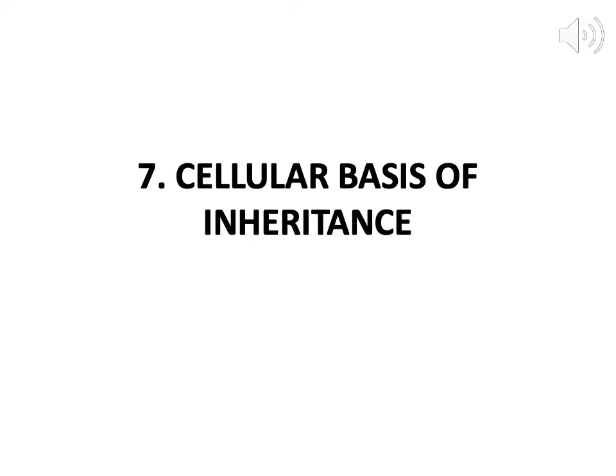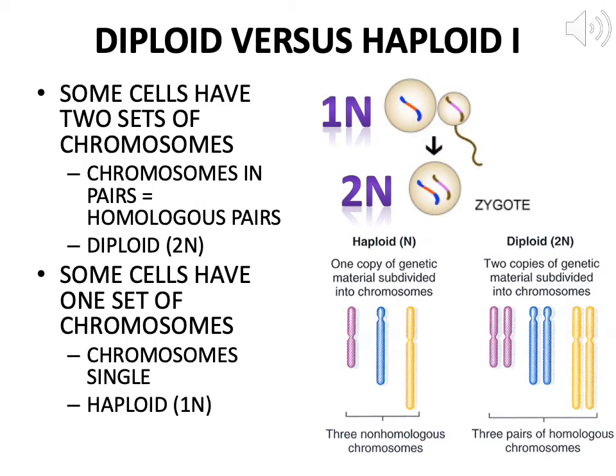Biology 1010, presentation number 7, cellular basis of inheritance. This presentation is going to largely concern organisms that have a sexual life cycle. And to begin with, we need to understand the difference between what is diploid and what is haploid.